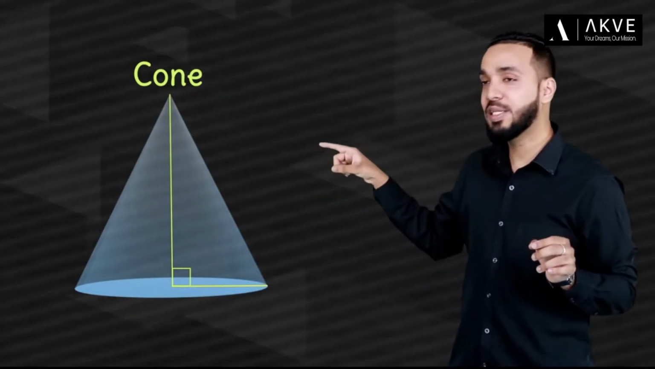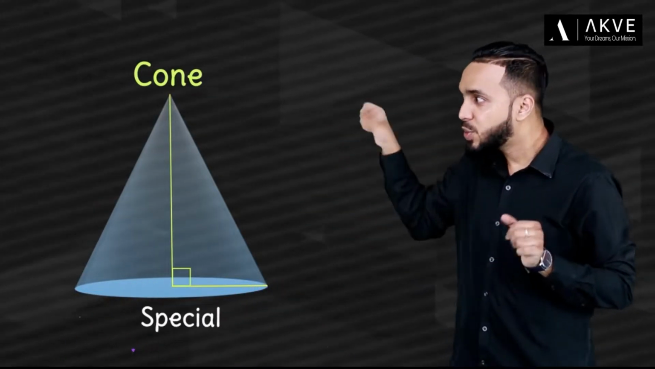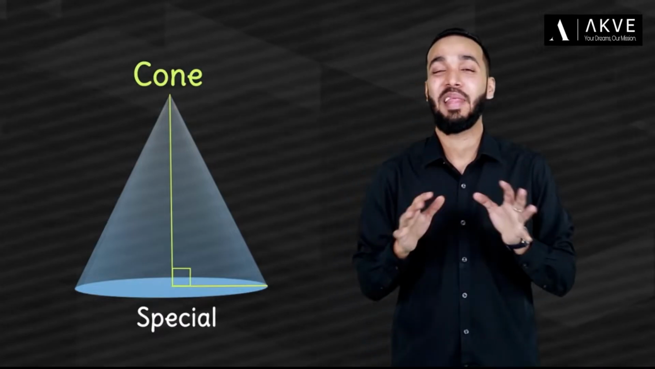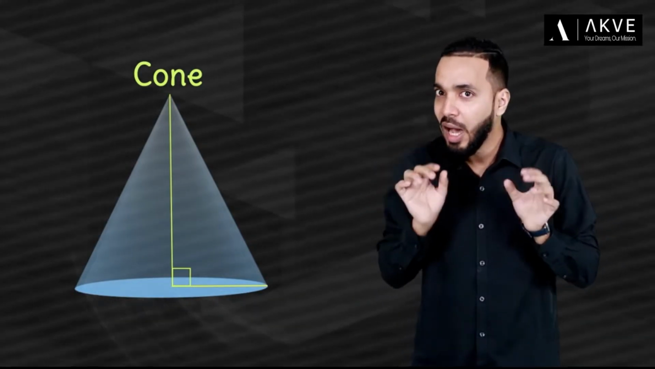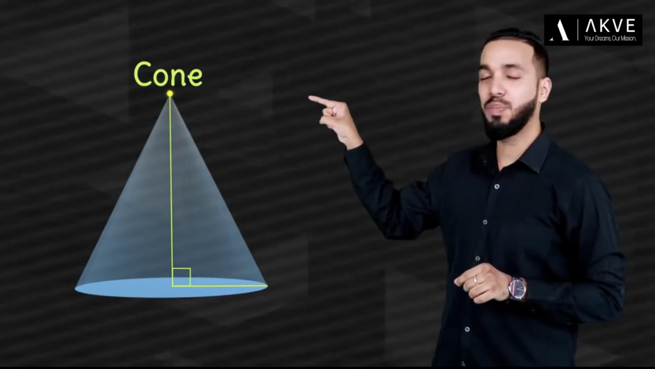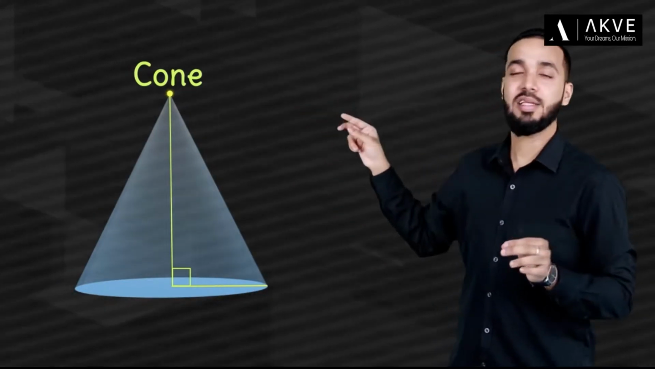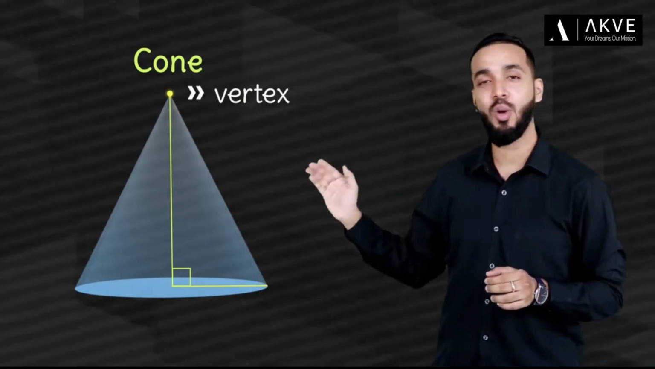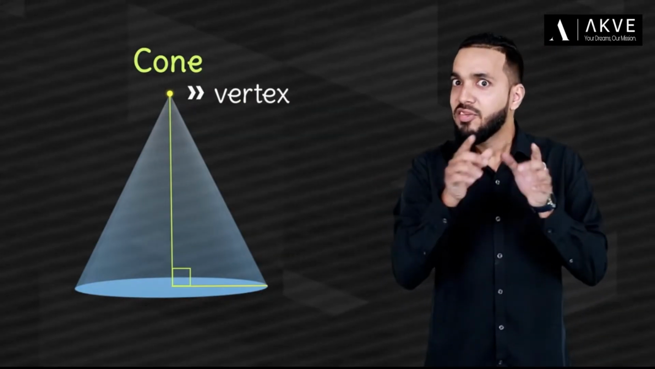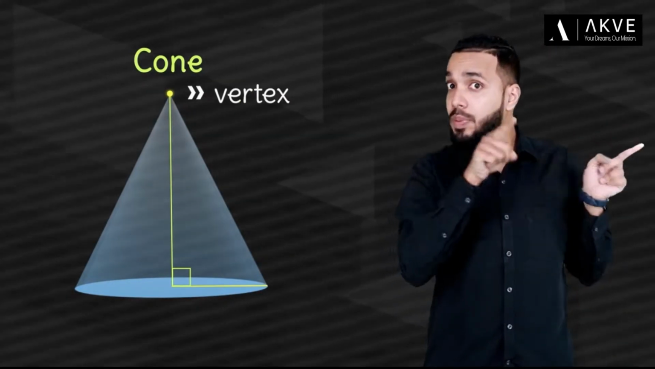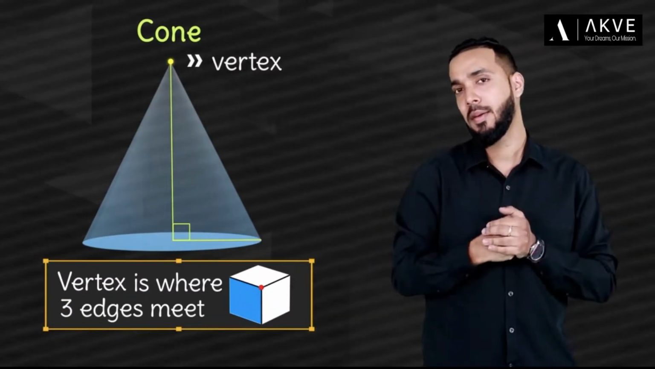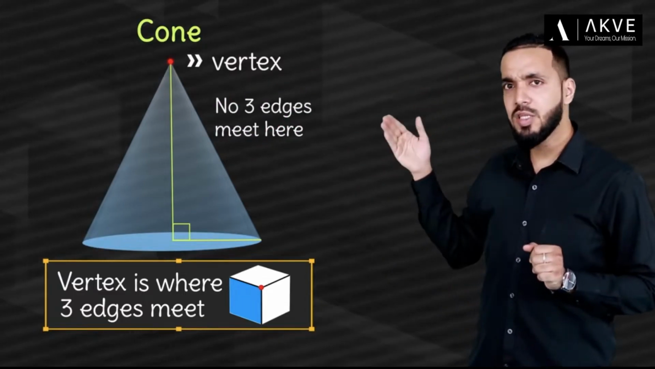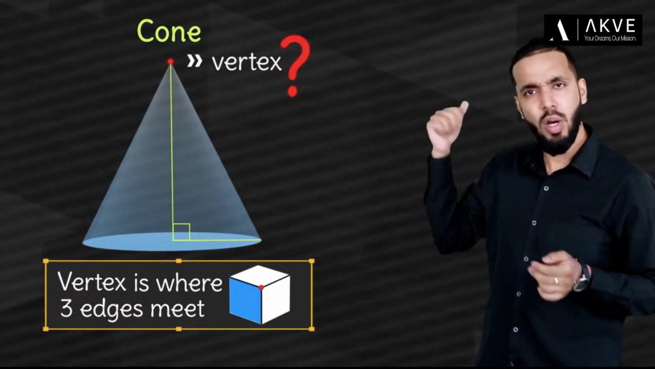Now, this isn't a random cone. It is special, just like you. It has a special name, which I'll tell you in just a minute. For now, let's focus on this point right here. This is called the vertex of a cone. Now, if you remember, we have studied in our previous class that a vertex is where three edges meet. But no three edges meet here. So how is this a vertex?